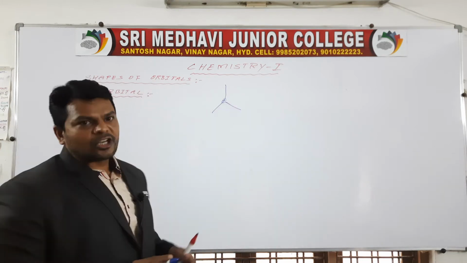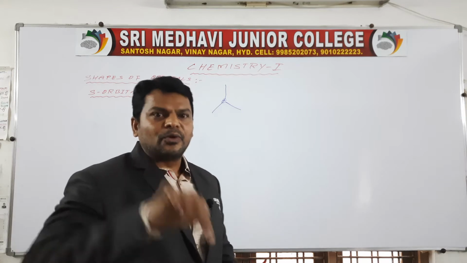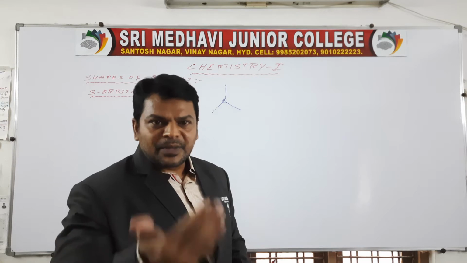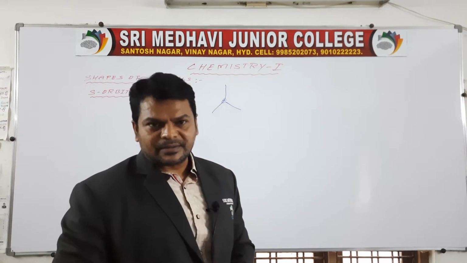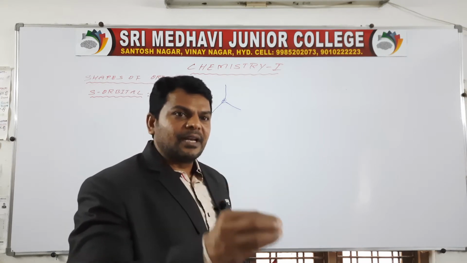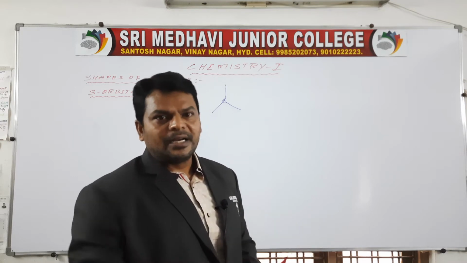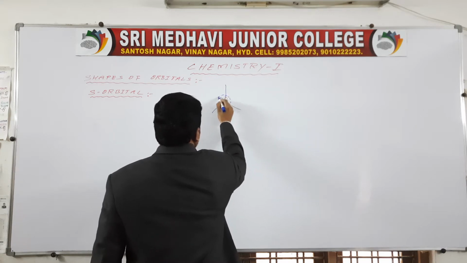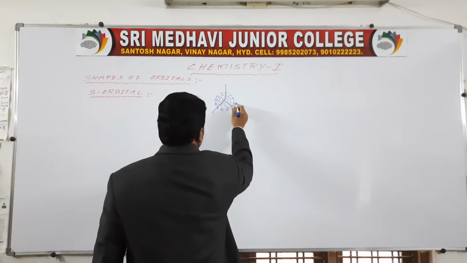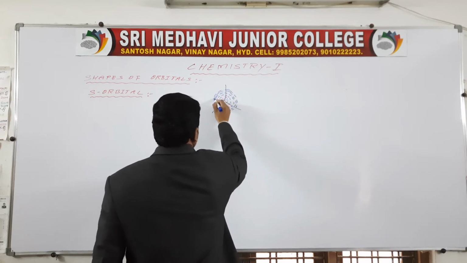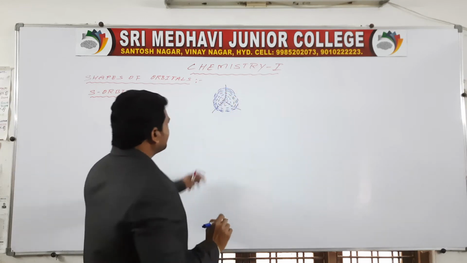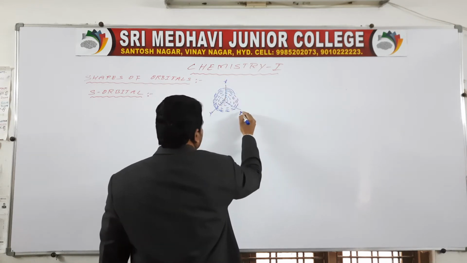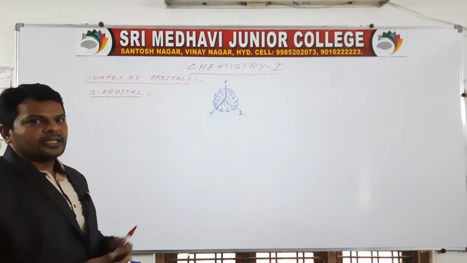So in an s orbital, the electron cloud is oriented equally from the nucleus in all directions. This electron cloud is spreading like this, along x, y, and z. The shape of the s orbital is spherical.